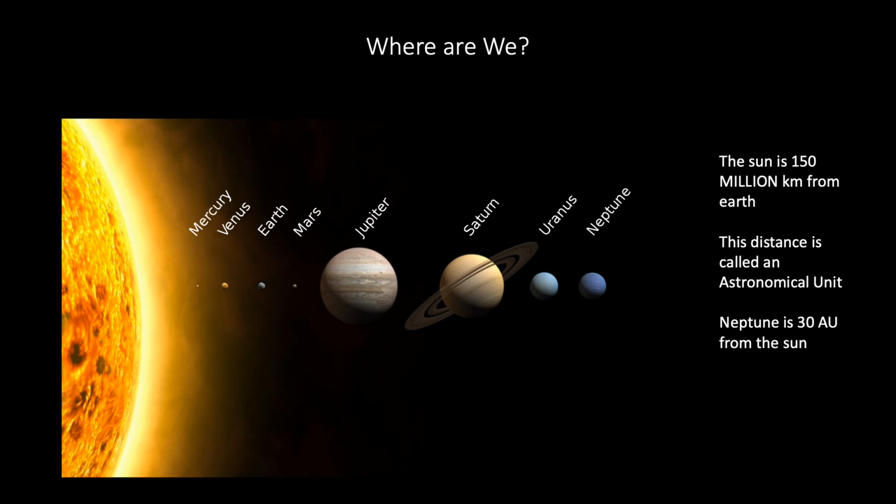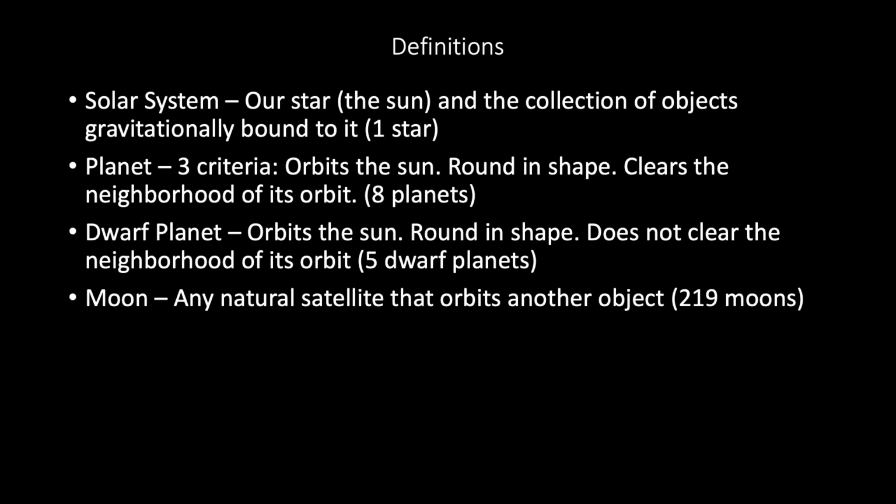The reason why I want to get it out of the way here is it doesn't make sense for us to talk about things and you have no idea what we're talking about. So in order for us to be on the same page, I've got a whole bunch of these definitional slides just at the start. So when we talk about the solar system, we talk about our star, the sun. So remember, the sun is a star, and the collection of objects that are gravitationally bound to it.